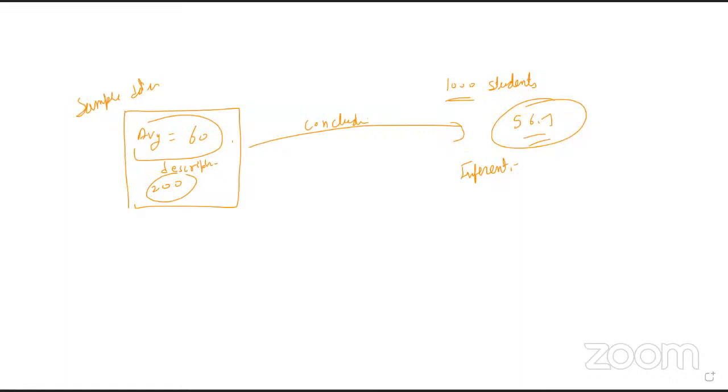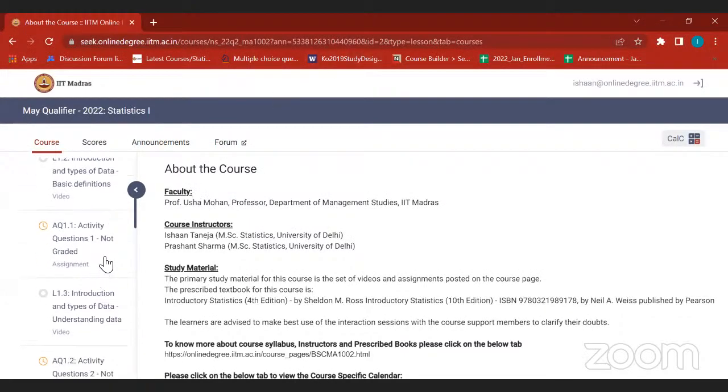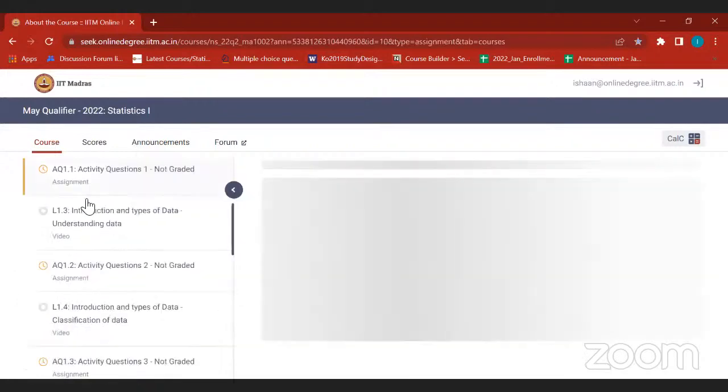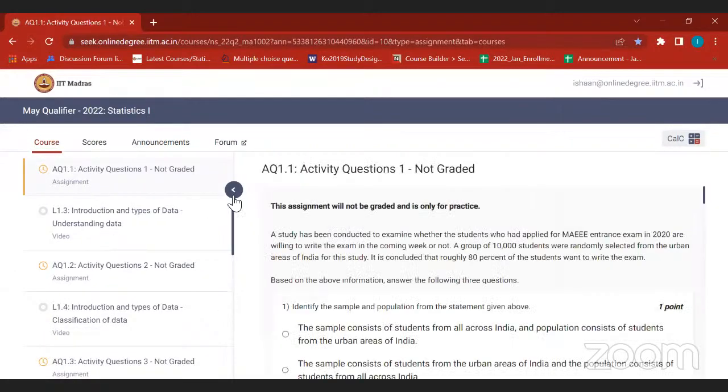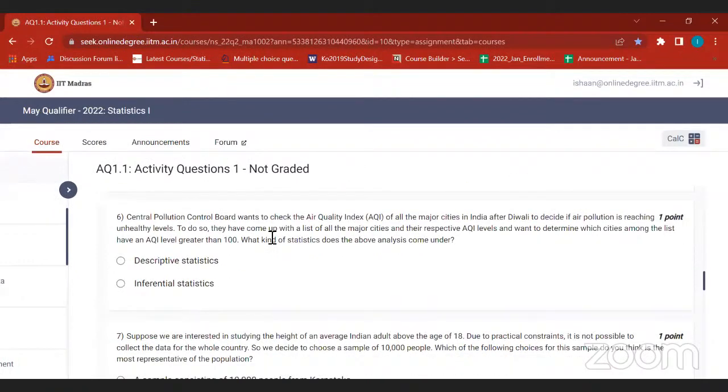Okay. For this concept, which activity questions are you referring to? Sir, can I tell you what activity question I want to ask? It's activity question 1, from activity 1, question number 6: the Central Pollution Control Board wants to check the air quality index. I just wanted to ask, why is it descriptive and not inferential?